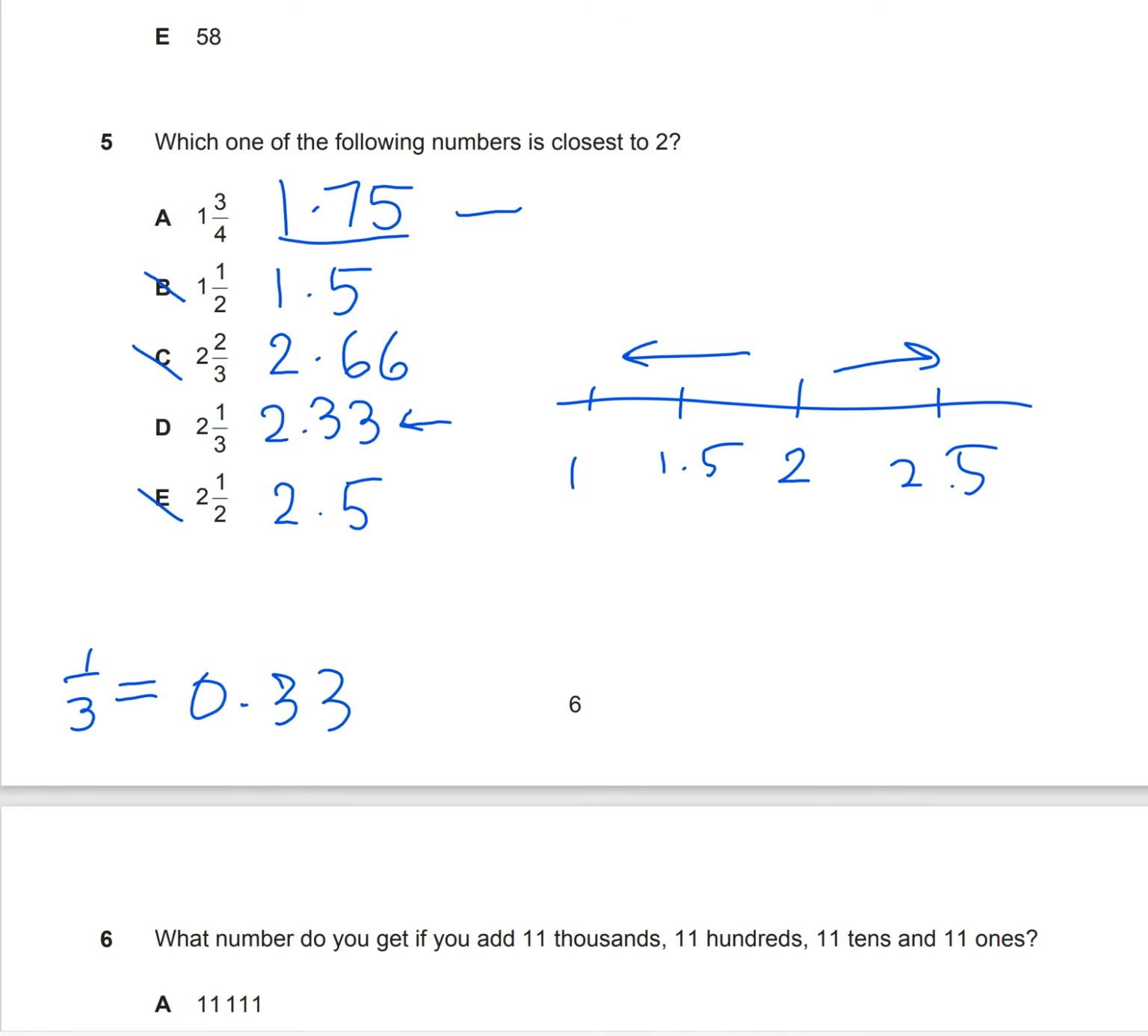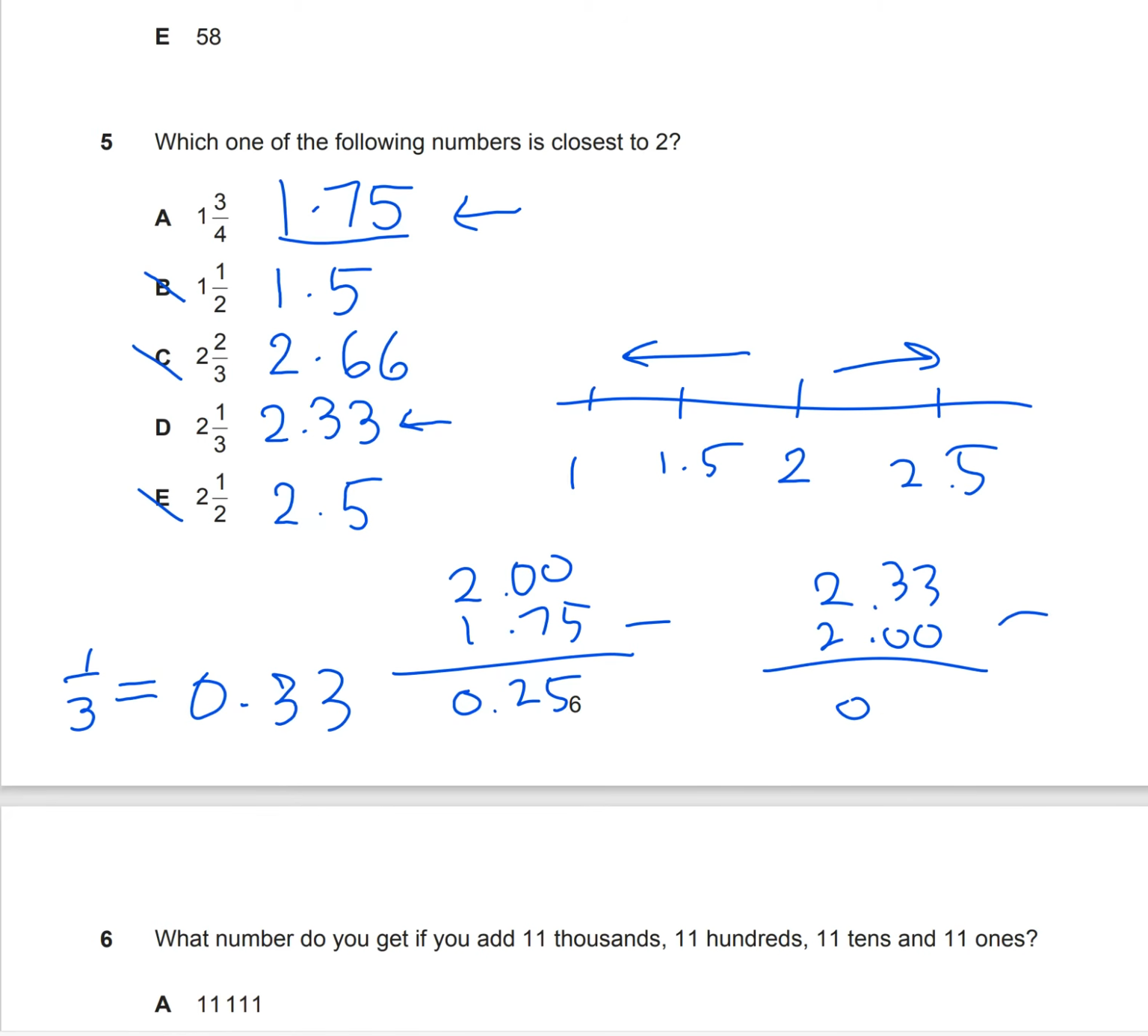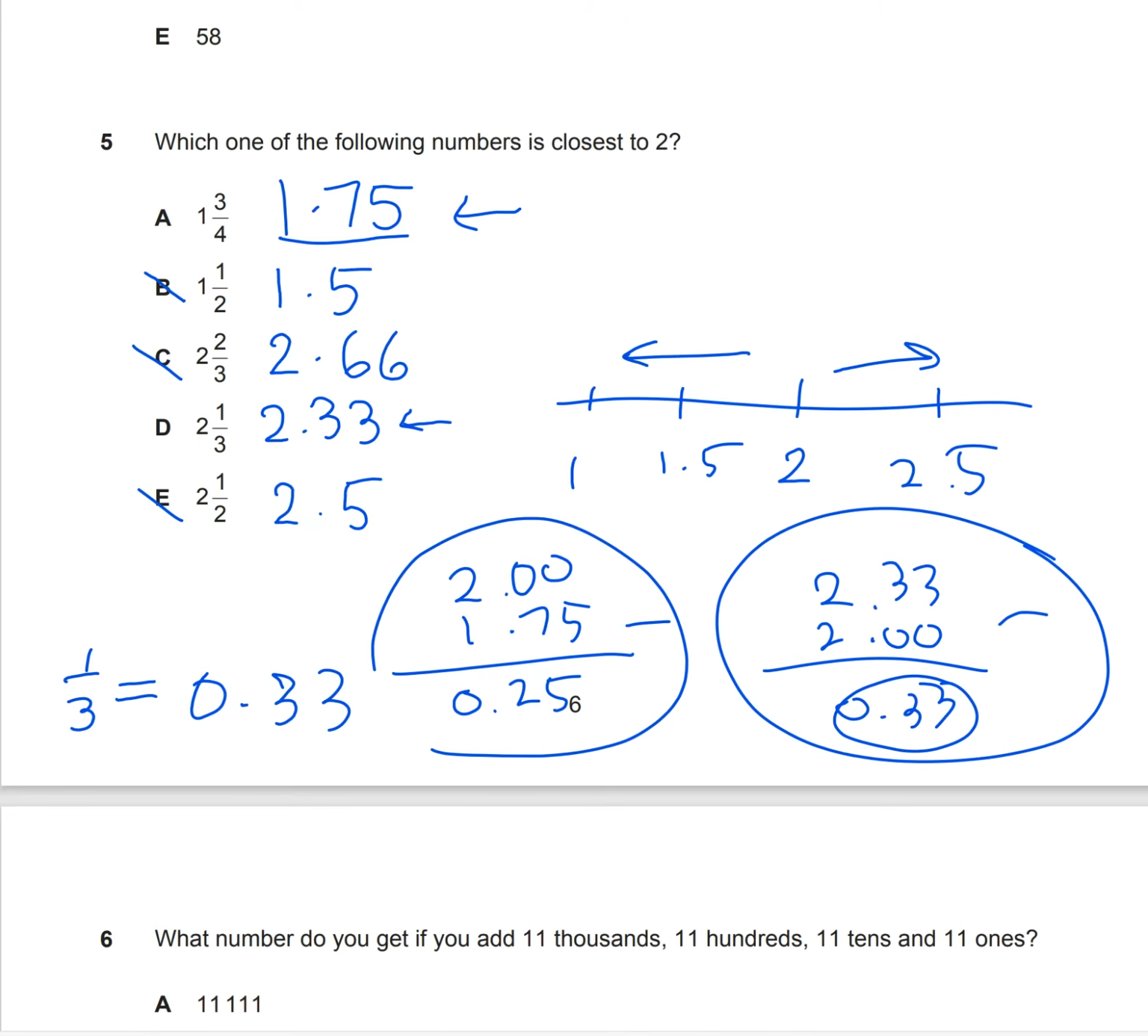So now it's between 1.75 and 2.33. We can do 2 wholes minus 1.75, and we get 0.25. On this side, we have 2.33 minus 2.00, and you get 0.33. You can see that this one is further away than this one, which means that 1.75 or 1 3/4 is your final answer.